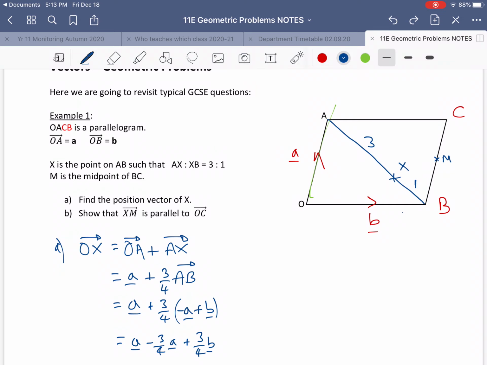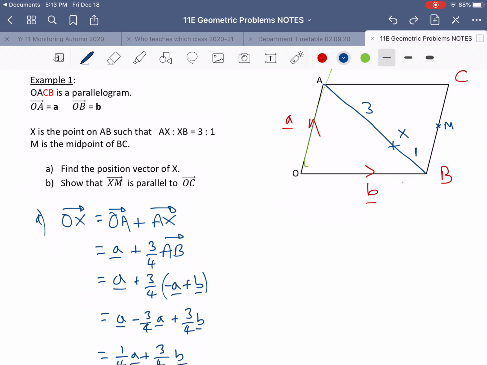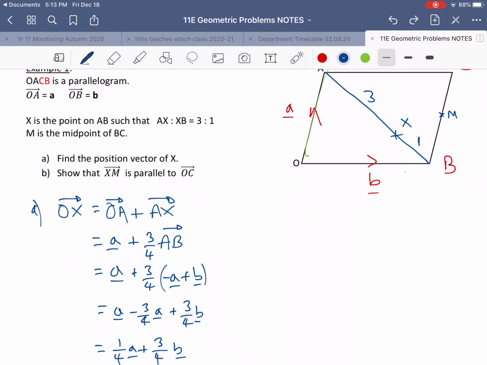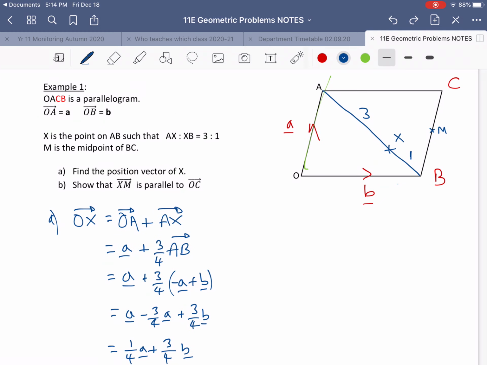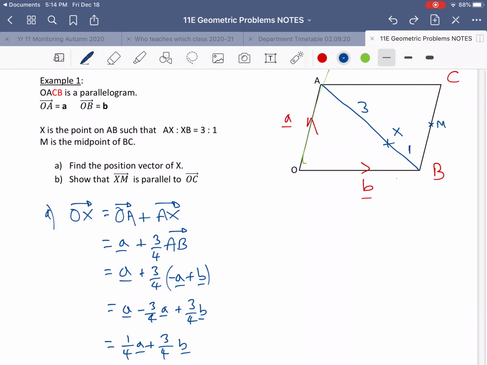Now, if you remember, the way to show that two things are parallel is to show that they are a multiple of each other. So we're going to work out both X to M and O to C. So let's do O to C first.